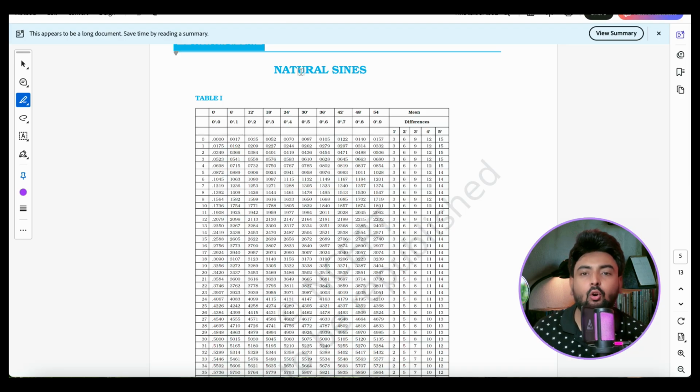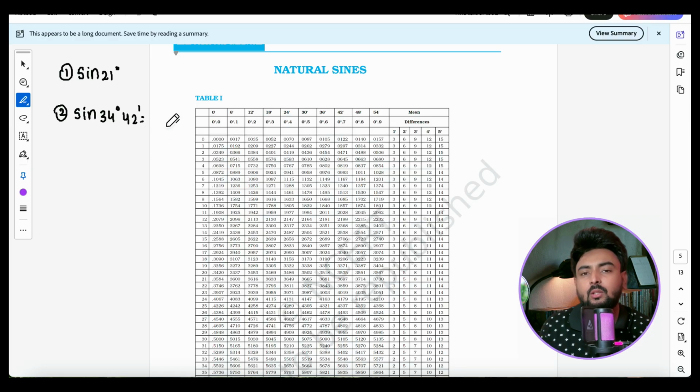Now here I'll write all the four questions which are asked to us right now. The first question is to find the value of sine 21 degrees. The second question is the value of sine 34 degrees 42 minutes. These are the values we need to find, so let's solve these first two questions.